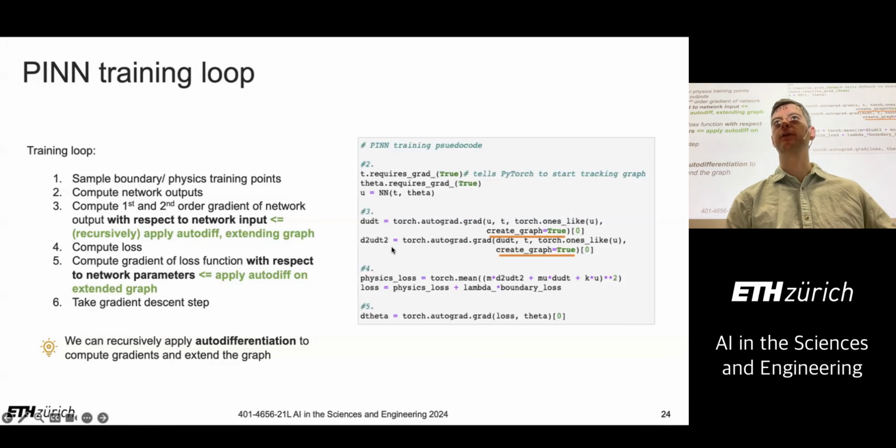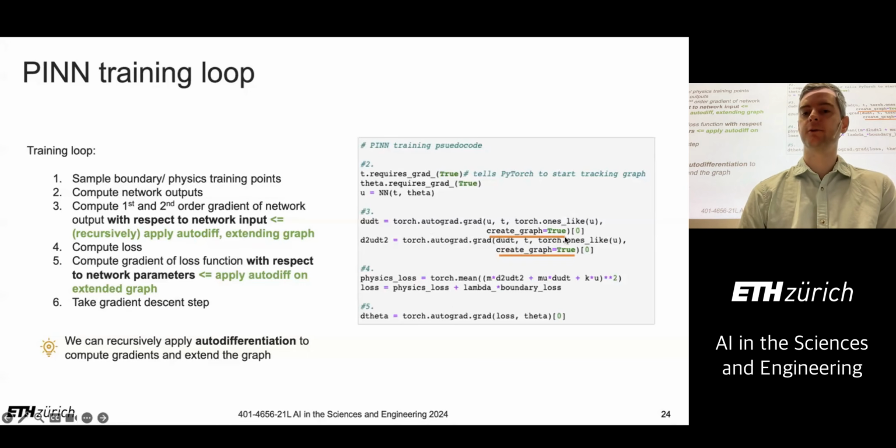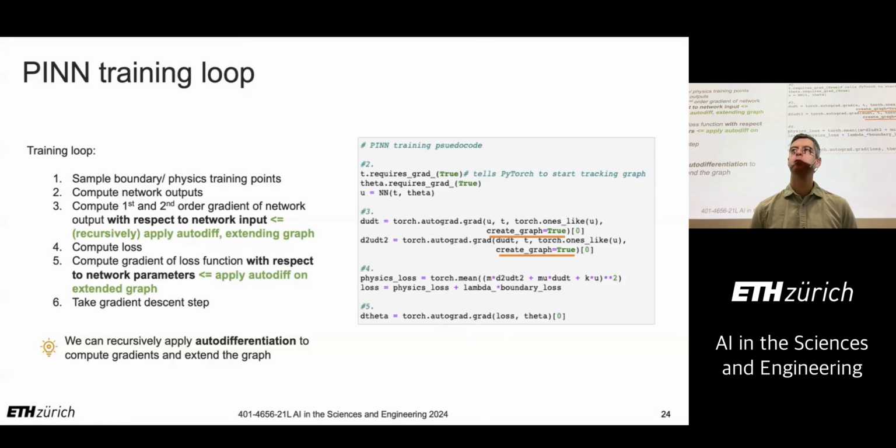We also need the second order derivative with respect to time to evaluate the physics loss. And the key thing we do in PyTorch is we set create_graph equals True. That extends the computational graph so that we can then differentiate through it again when we call autograd the final time to get the gradient of the loss function with respect to the weights. Hopefully this makes sense. Does anyone have any questions on how we get these two gradients?